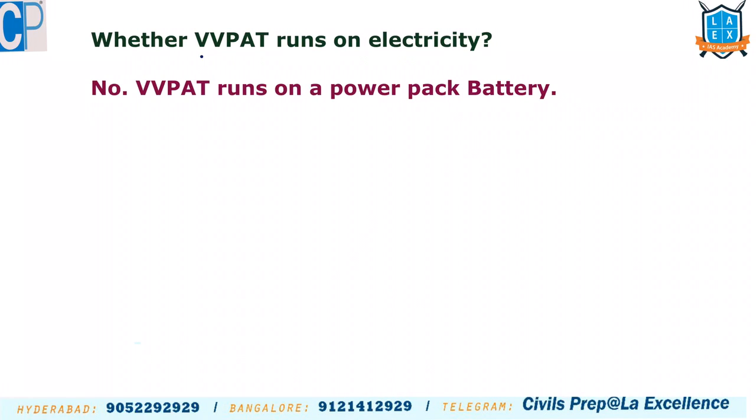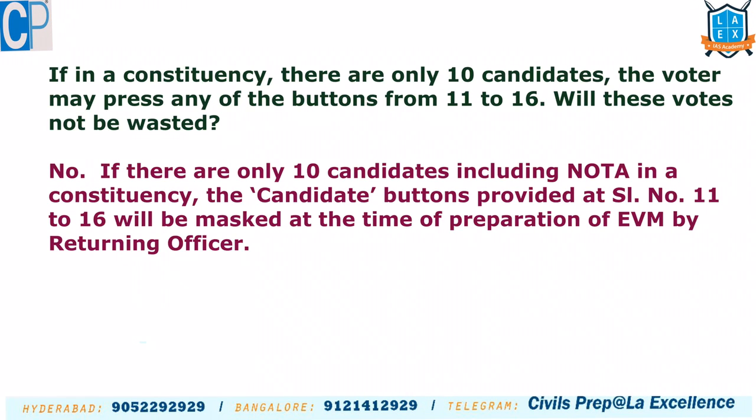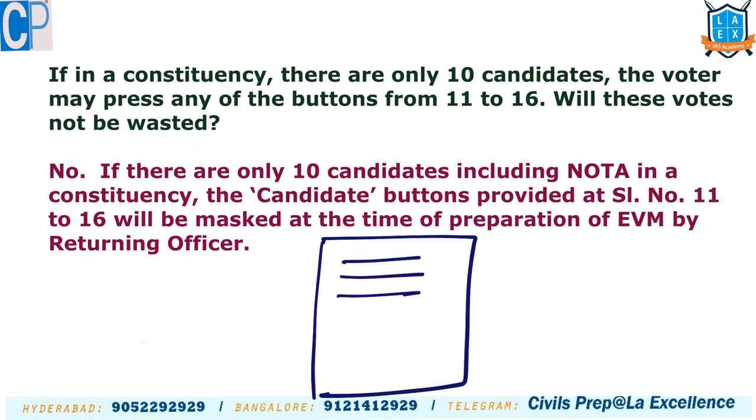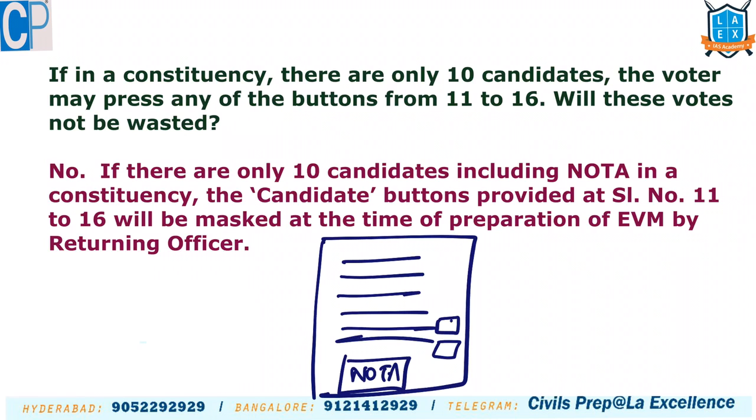Now, does VVPAT require any electricity? No. VVPAT, like the EVM, requires only a battery, not electricity. Let's say in a constituency only 10 candidates are contesting, but our ballot unit has 16 buttons, where the last one is NOTA. Let's say only 10 names are printed and the 11th, 12th slots are empty. Can I press 11 or 12? Will this vote get registered? No. When we have only 10 candidates, the buttons from 11th onward are sealed. We cannot vote against these numbers.